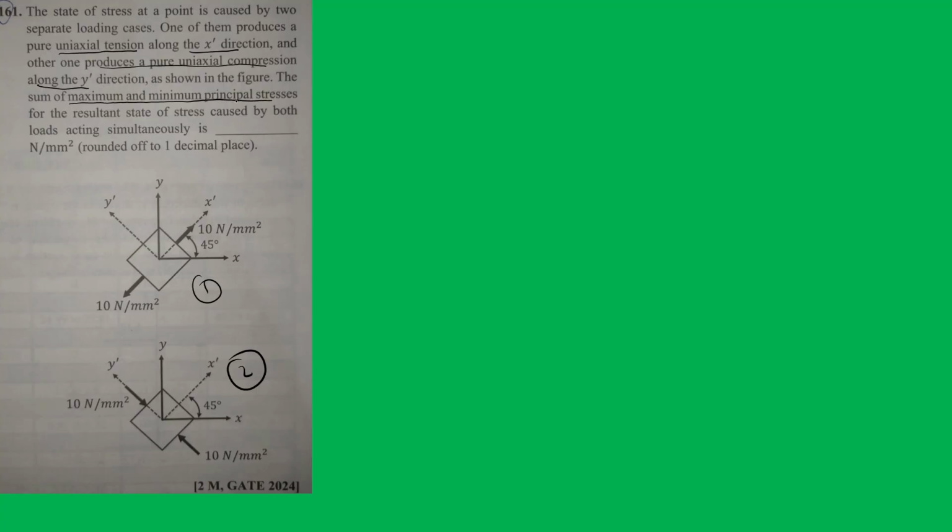As shown in the figure, find the sum of maximum and minimum principal stresses for the resultant stress caused by both loads acting simultaneously. This means you pick one figure and put it over the other. So let us draw the simultaneous figure. This is the x-axis and this is the y-axis. If I move the x-axis by some angle theta, that would be the x dash axis, and the y-axis will also move by theta and become the y dash axis.